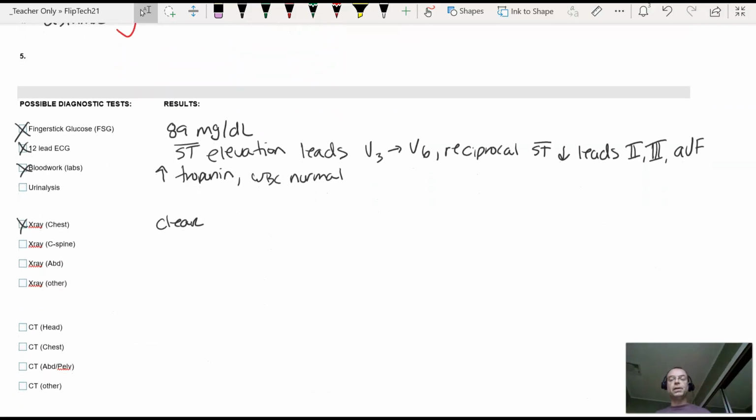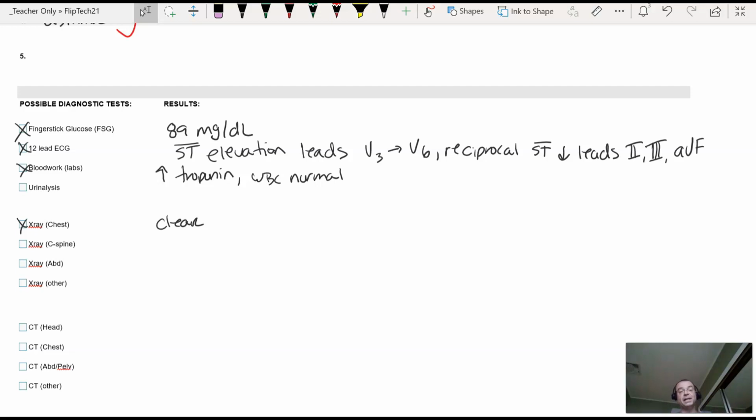So fingerstick glucose. Patient's complaining of weakness. He has a history of diabetes. Probably should check a blood sugar on him. Well, that's normal. That's 89 milligrams per deciliter. We do a 12-lead EKG or ECG, and whoa! ST segment elevation in leads V3, 4, 5, and 6. Reciprocal ST segment depression in leads 2, 3, and AVF. That's leading towards an MI.